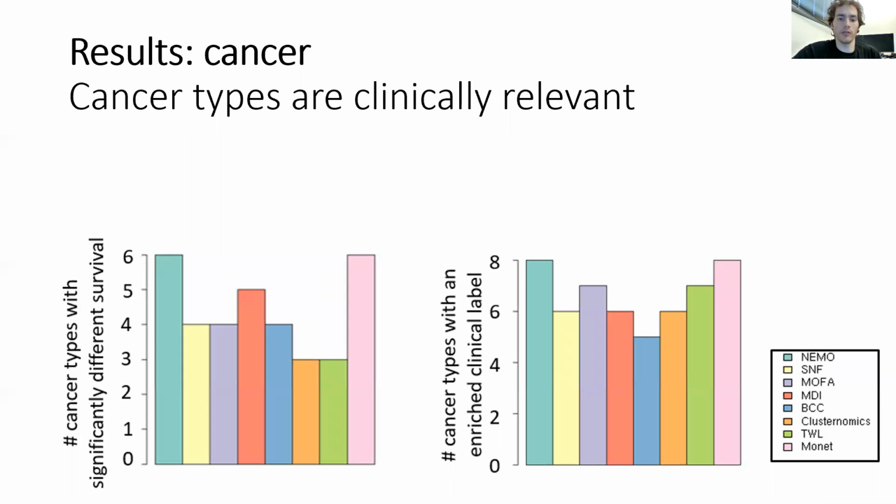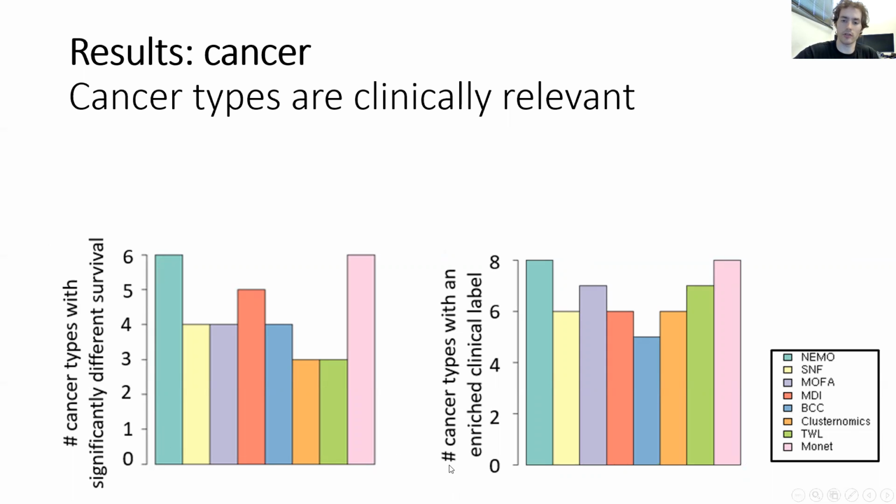We next compared MONET to different algorithms, and we used two main assessment criteria. One of them is the number of cancer types in which we found a significant difference in survival, in the case of MONET between the patient modules, and in the case of the other algorithms between the cancer subtypes. And we see MONET's performance here, and it is tied together with NEMO, which is another algorithm that we developed previously.